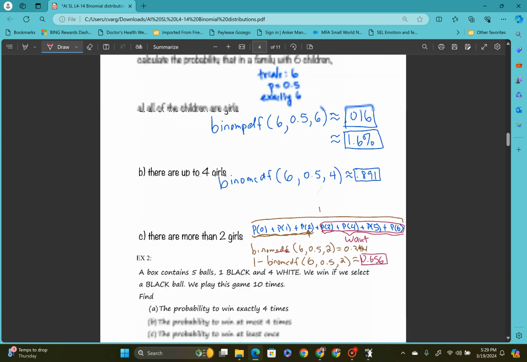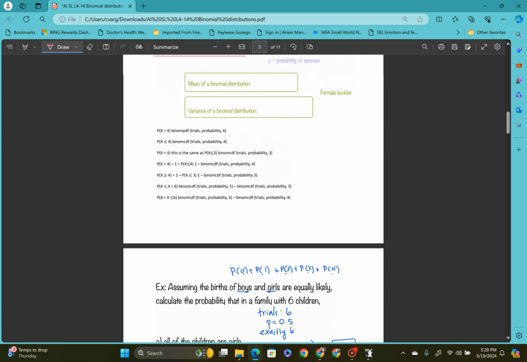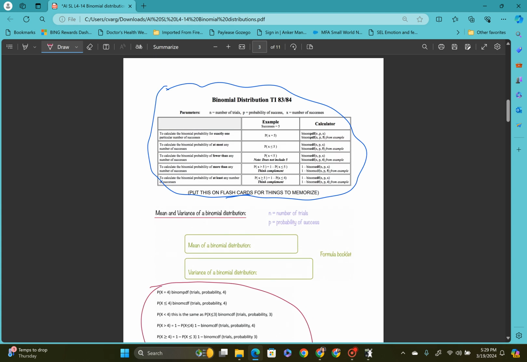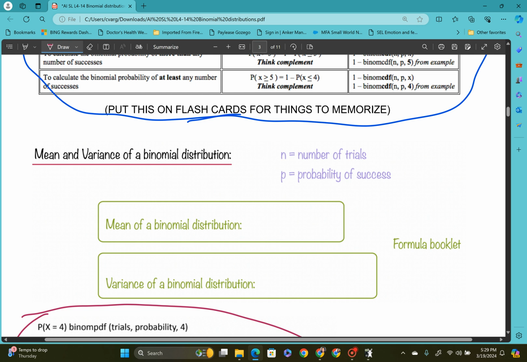I want to go back because I did skip it. This here, or that table at the top, can also help you. There are 2 other formulas which we're not going to talk about right now, but they are in your formula booklet. The mean of a binomial distribution, the formula for that is E of x equals np. We did that similar to last time. And the variance, Var of x, is equal to np(1 minus p). Again, you don't need to memorize this.